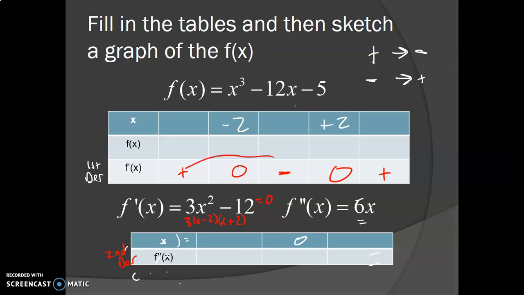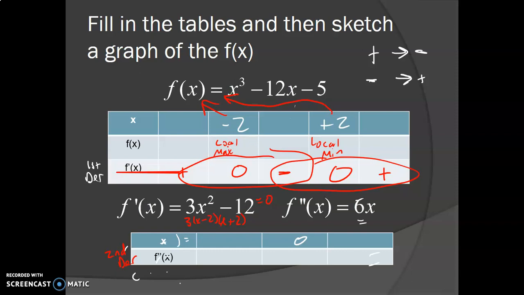So this is a local max. Over here we've got a local min. And you can plug in negative 2 into the original function and plug in positive 2 into the original function to figure out the actual value of your local max and your local min. And so if we did that, either using a calculator or by hand, we'd get 11 here and negative 21.